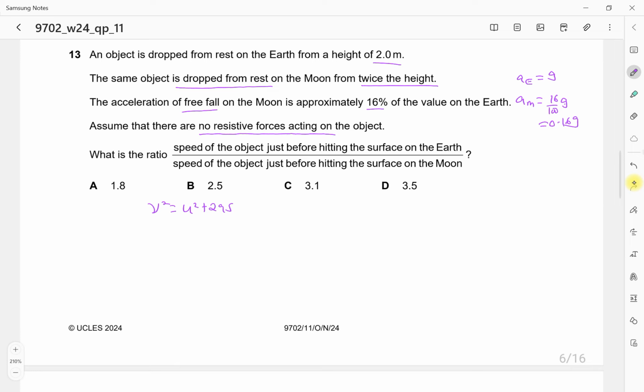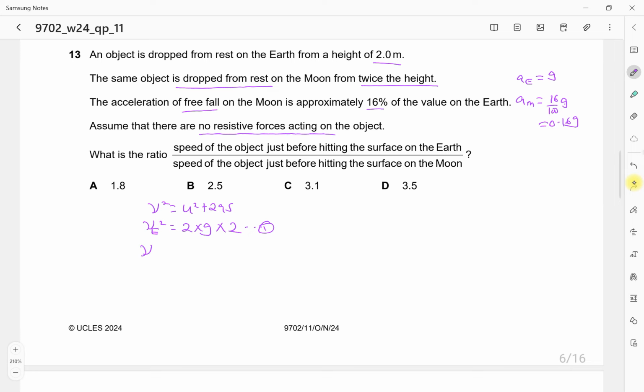So if I try to find the v on the earth, the speed with which it hits the ground, v on earth squared is going to be equal to, because they were released from rest, so u will be 0, 2 times g times the height, which is 2. That is v squared on Earth.